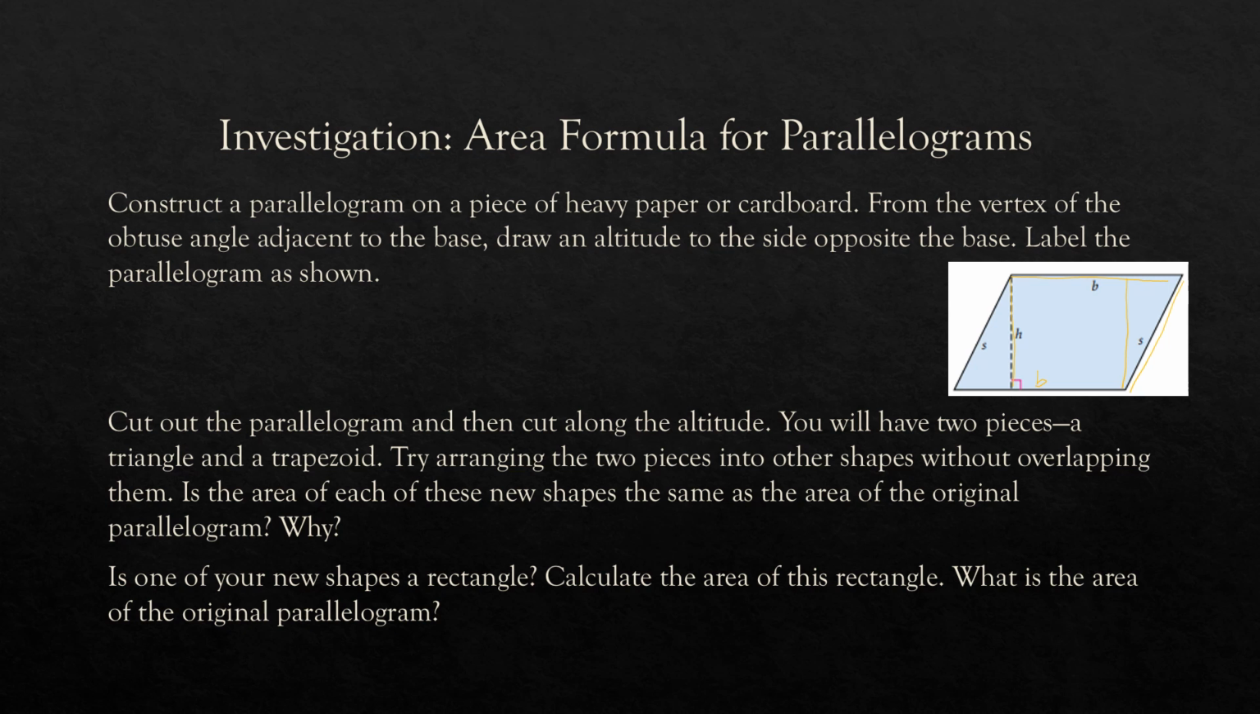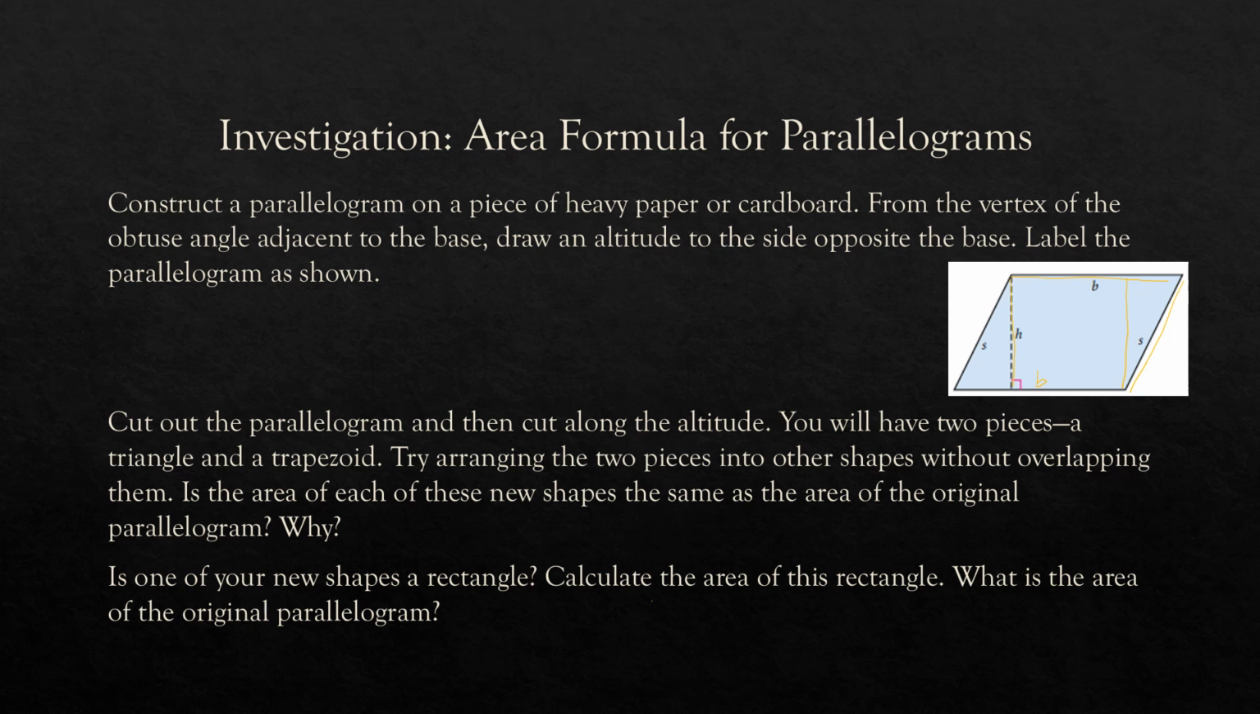Can you make a new shape a rectangle? So can you put those pieces together to make a rectangle with 90-degree corners? If so, calculate the area of this rectangle and then compare that. What's the area of the original parallelogram?